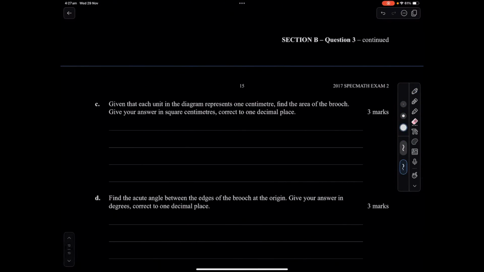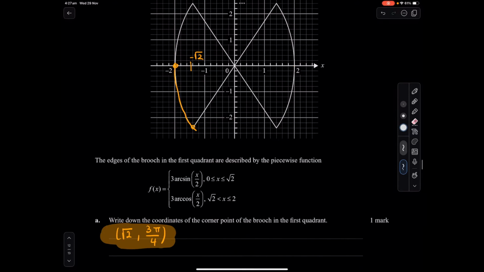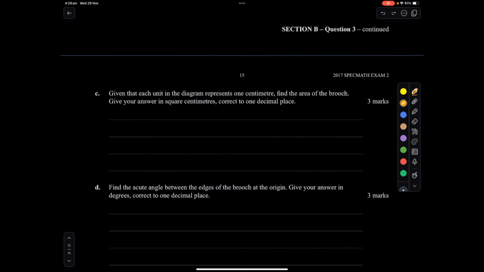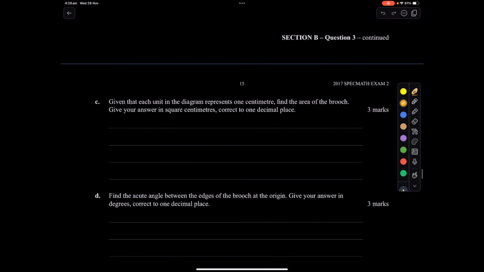Given that each unit in the diagram represents 1 centimeter, find the area of the brooch. Give your answer in square centimeters correct to 1 decimal. So we want to find, given that each unit in the diagram represents 1 centimeter. So what does that tell us? Well, it tells us that, for example, this is 1 centimeter, this is 2 centimeters. So each unit's that. Given that each unit represents 1 centimeter, find the area.